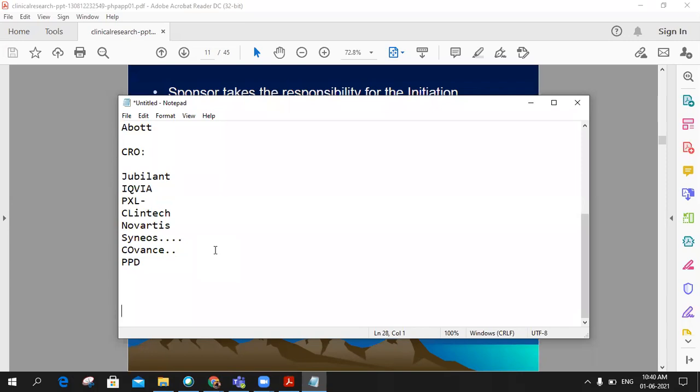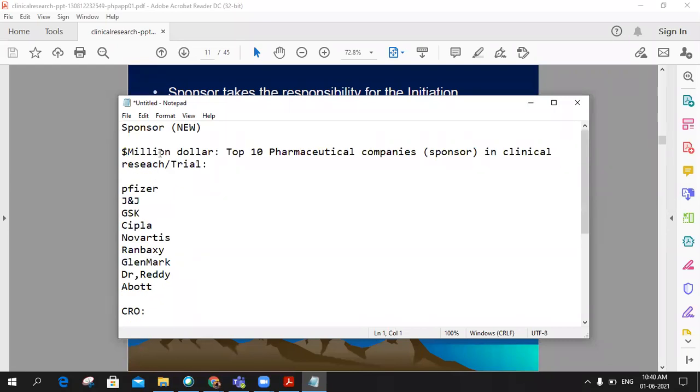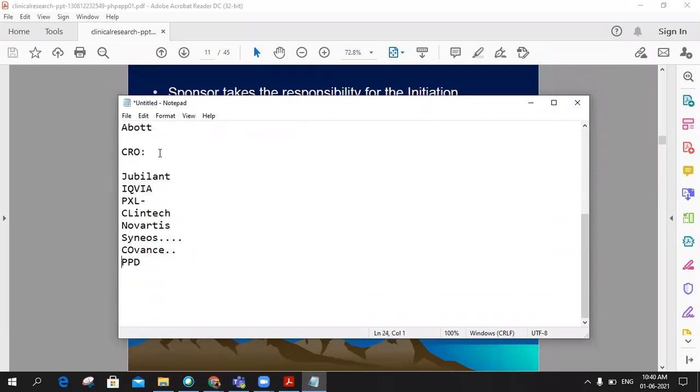Okay. Again, the same homework. You will have to search the top 10 CROs, contract research organizations. Some of you have rightly said Syneos, Covance, PPD, Parexel, and IQVIA. I agree. These are all contract research organizations. You should know this because these are all your companies.